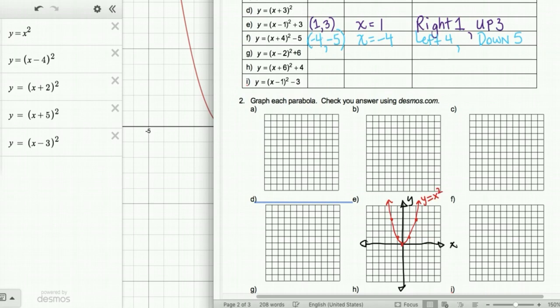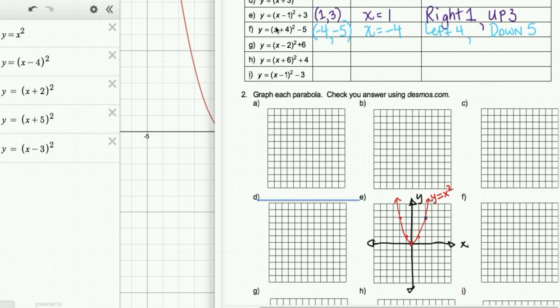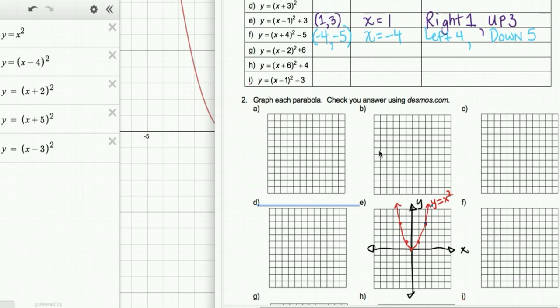Okay, so with E here, all of the points are going to move to the right 1 and up 3. I'll use blue, I guess, here. So we're going to graph E here. All of the points are going to move right 1, up 3. So the vertex here, right 1, up 1, 2, 3. Right 1, up 1, 2, 3 there, and then right 1, up 1, 2, 3 there. Okay, and then making a smooth graph here. Lovely.